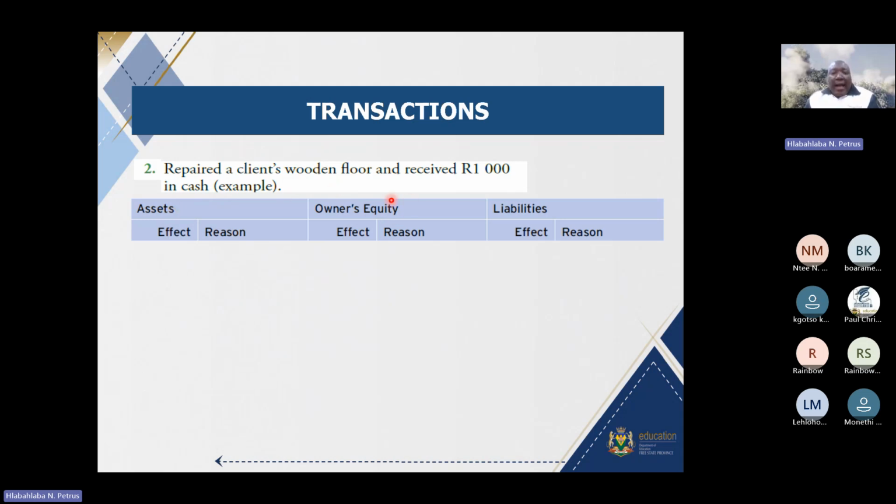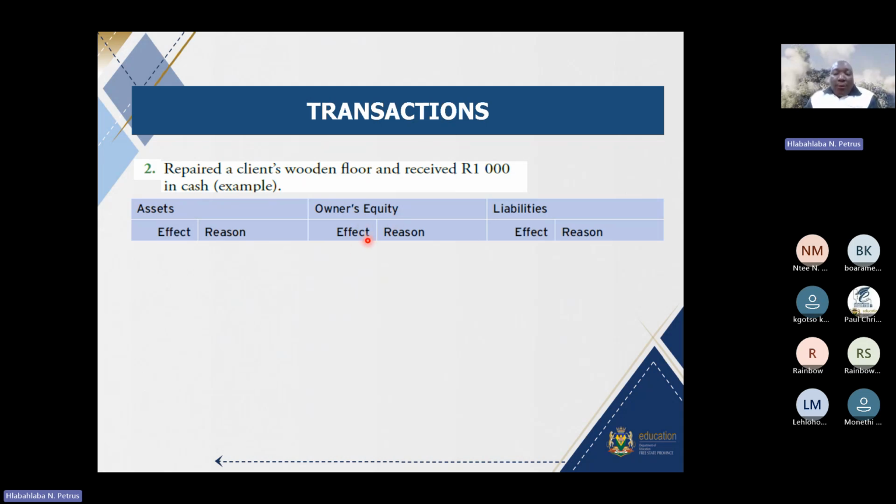Let's check the second one that is going to be affected. Because we are doing a services business, the repair has been done on the client's wooden floor. So what comes to our mind is that we have rendered the service to this particular client, and now he's paying us this 1,000. So our owner's equity is also going to be affected.